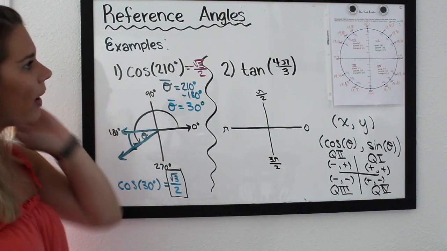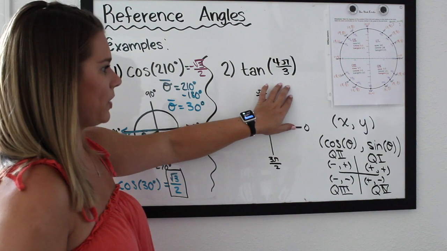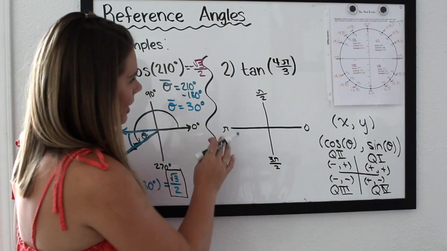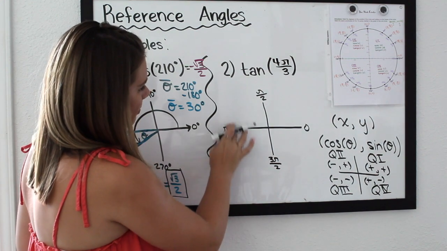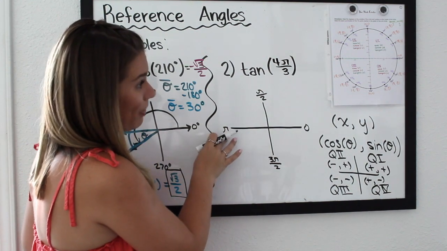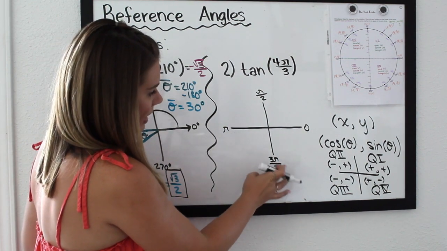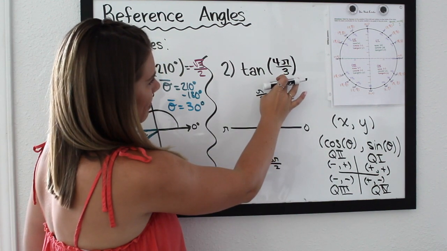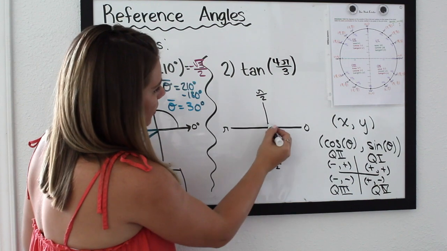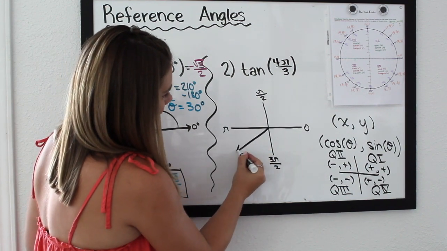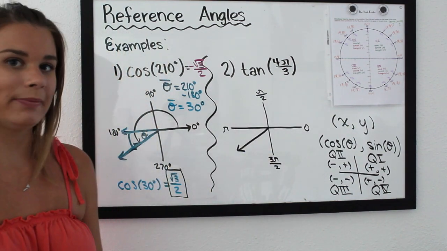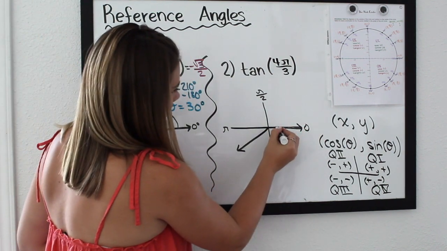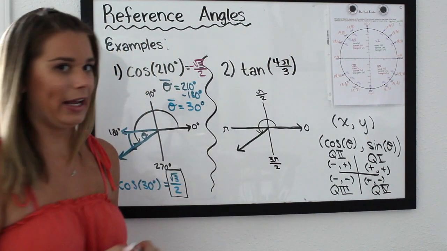Okay, so I have 4 pi over 3. I'm starting at my positive x-axis. This pi right here is really the same as 3 pi over 3. Well, 9 pi over 6 would be this, and 8 pi over 6 is a little bigger. So I'm going to end up somewhere, once again, in that third quadrant. This is my original angle right here. It's a wide angle.